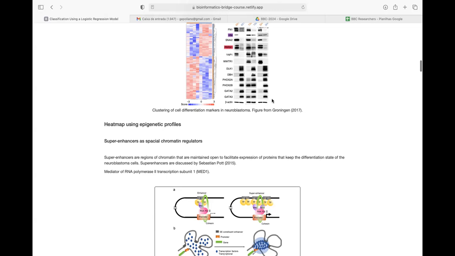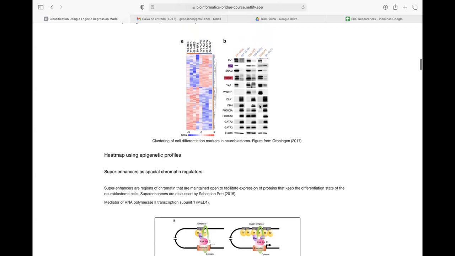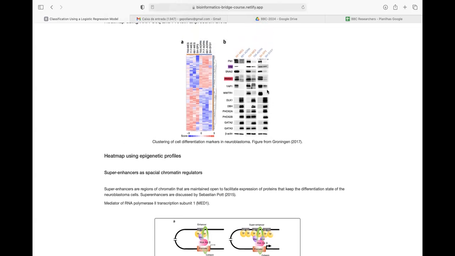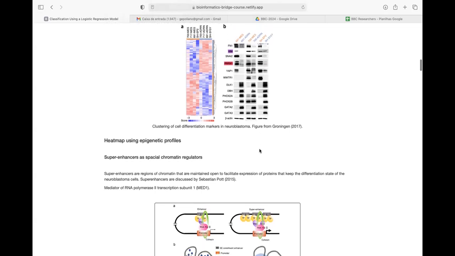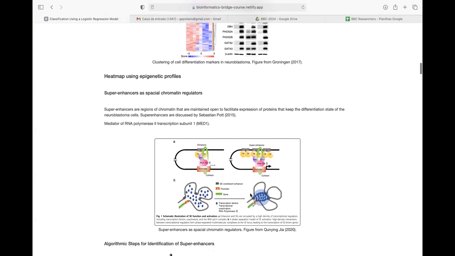So in the adrenergic cells, there's going to be only the expression of adrenergic markers. There's going to be very low expression of mesenchymal markers. And remember, the adrenergic cells are differentiated and they can be killed by chemotherapy. The mesenchymal cells are not differentiated. They are less killed, or they cannot be killed by chemotherapy.